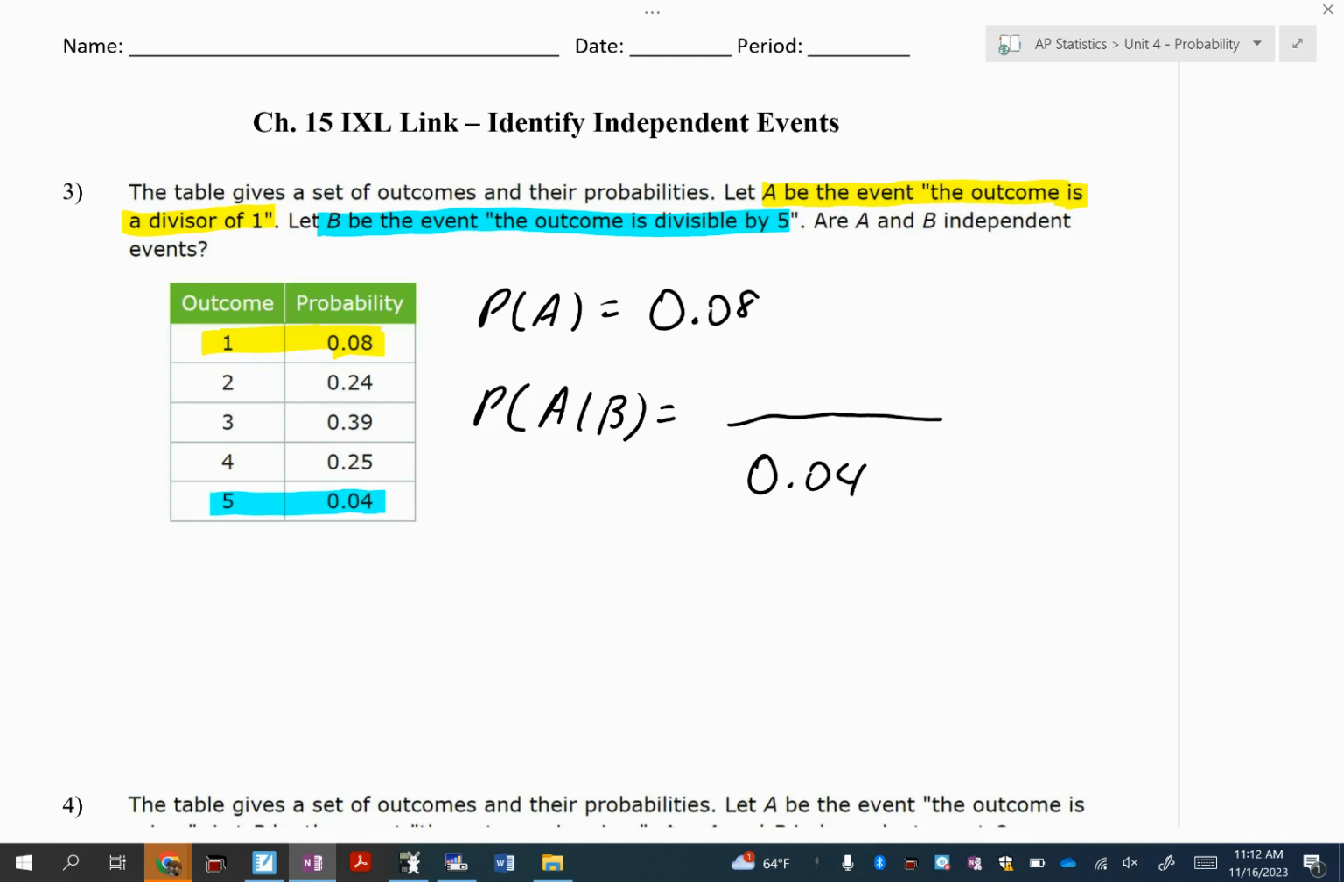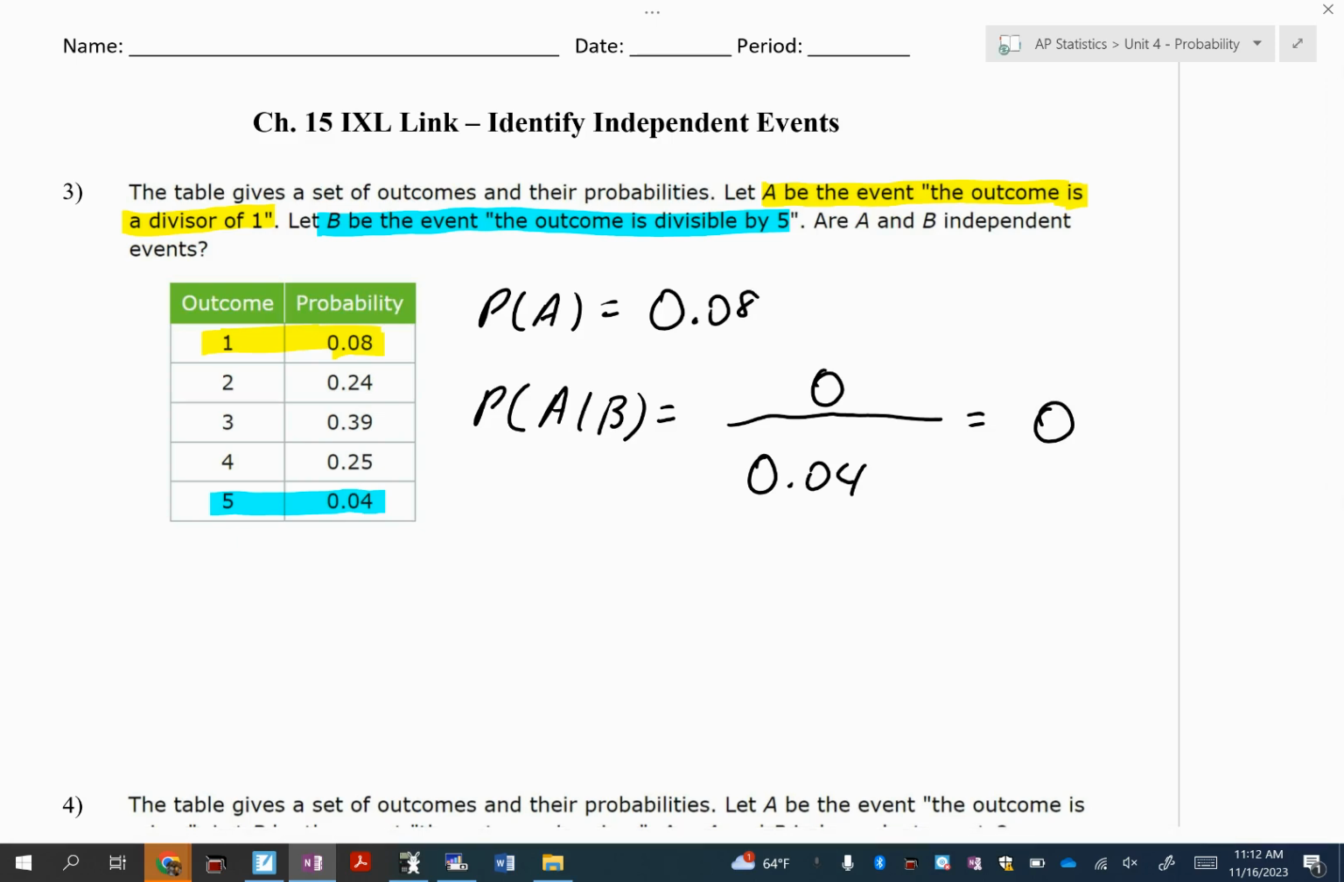So remember I highlighted in yellow for event A and teal or turquoise for event B. Think back to yesterday. A and B would be where they overlap and make green. Did that make green anywhere? No. So if I ask you, what is the probability that the outcome is a divisor of 1 and the outcome is divisible by 5, the answer should be 0. There are no numbers. The probability is 0. And what's 0 divided by 0.04? 0. Interesting. So when I did this condition, my probability went to 0. So these are not independent.